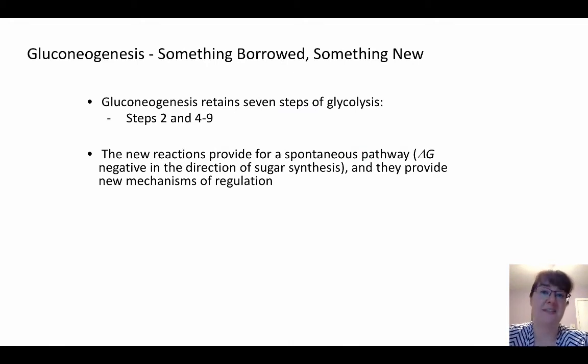So a lot of things are still there that are the same from glycolysis. And again, there's going to be 4 different enzymes that are replacing 3 steps in gluconeogenesis. Those replacements are going to allow us to have a spontaneous pathway. So gluconeogenesis will also have a negative delta G value in the direction of sugar synthesis. So this anabolic pathway will still be able to proceed forward.